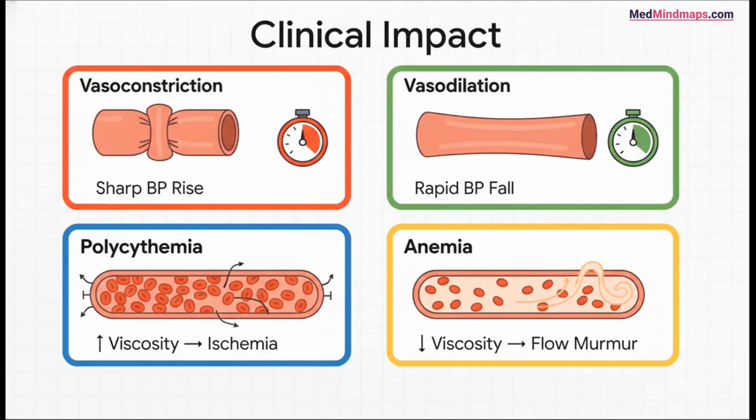And this isn't just some abstract physics problem, right? This plays out in the clinic every single day. When vessels clamp down, blood pressure skyrockets. When they open up, pressure plummets. It even explains why the thickness of blood matters. In polycythemia, that thick, viscous blood increases resistance, putting patients at risk for ischemia. And in anemia, the blood is thinner, which lowers resistance and can cause so much turbulence you can actually hear it as a flow murmur.